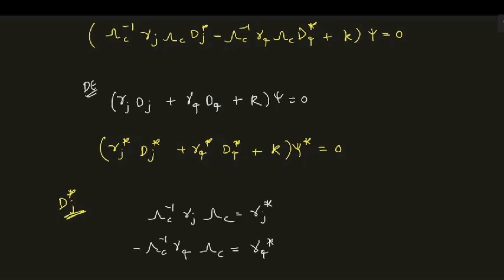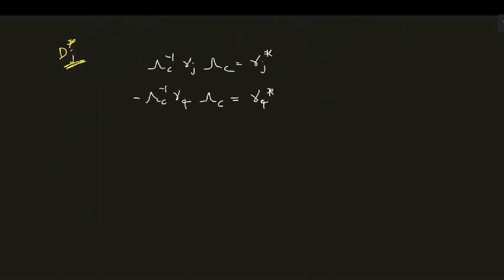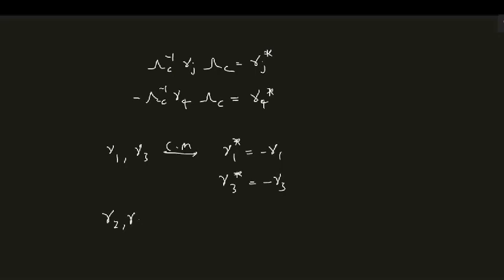ठीक है. What is gamma j star and gamma 4 star here? See, for this you need to know the fact that gamma 1 and gamma 3 are your complex matrices. Okay, so they are complex matrices, so that means you have gamma 1 complex conjugated is equals to minus gamma 1 and gamma 3 complex conjugated is equals to minus of gamma 3. And for gamma 2 and gamma 4, what do you have? These are just real matrices, they don't have any iota in them. So for them you have gamma 2 star is equals to gamma 2 and gamma 4 star is equals to gamma 4 simply. Okay, fine.